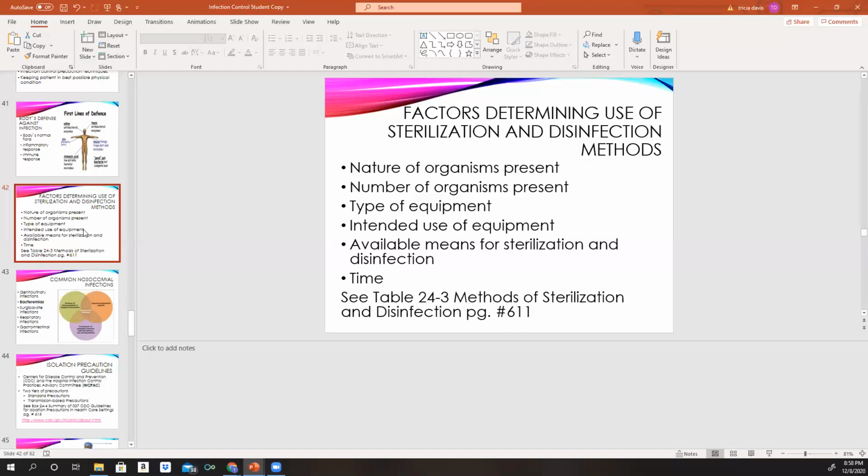And then we have the available means for sterilization and disinfection. The choice of chemical or physical means of sterilization and disinfection completely depends on the nature and the number of the organisms, the type and the intended use of the equipment, and the availability and practicality of the means. If you go to table 24-3, there is a list of methods for sterilization and disinfection. You guys can take a look at that to get some more examples. And then the last factor is time. Time is a key factor when sterilizing or disinfecting articles, and failure to follow the recommended time periods is very negligent and will cause the spread of infections.